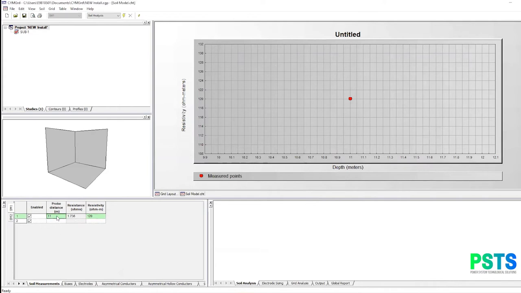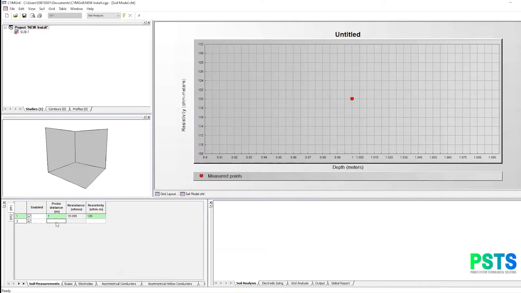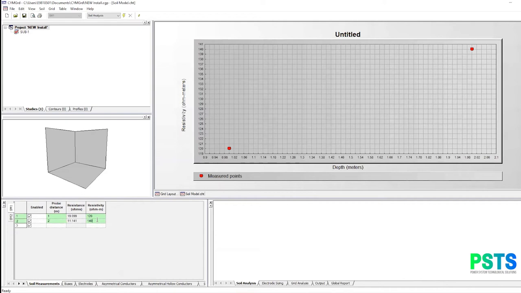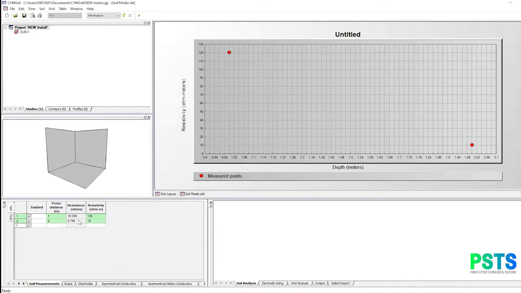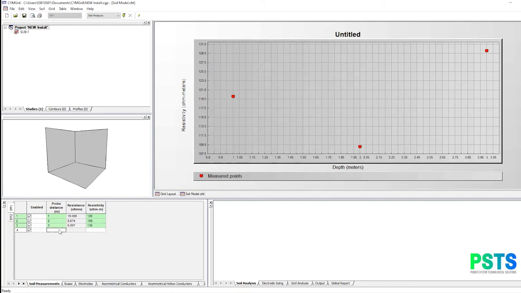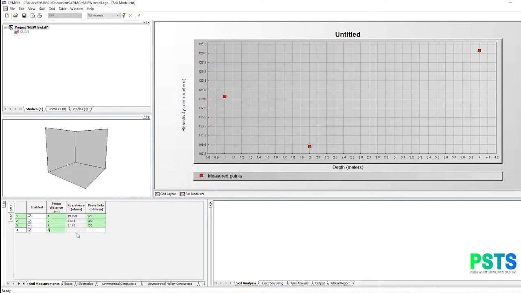If you go, sorry, this is one meter. Let's say we double it to two, and this goes down a bit, sorry, 110, for example, or 109. Three, well, it goes back up again. So for some reason, that's okay. It doesn't mean anything. Let's make it at 4 meters, and then double it to 8 meters.